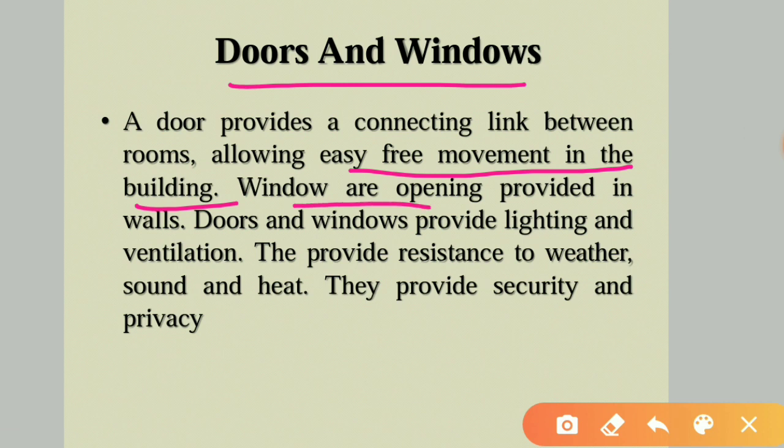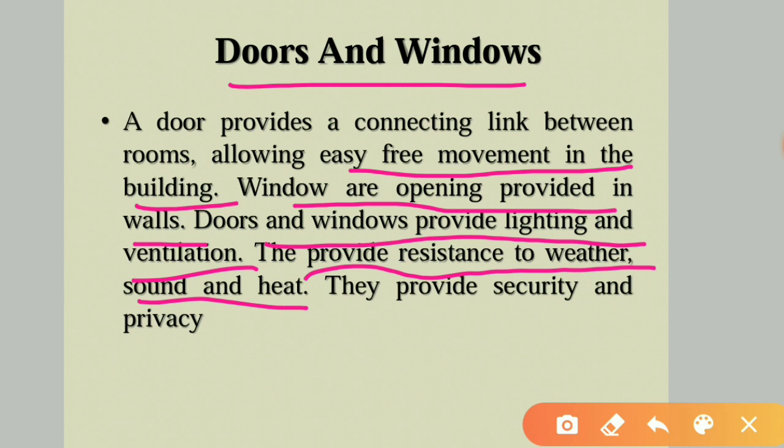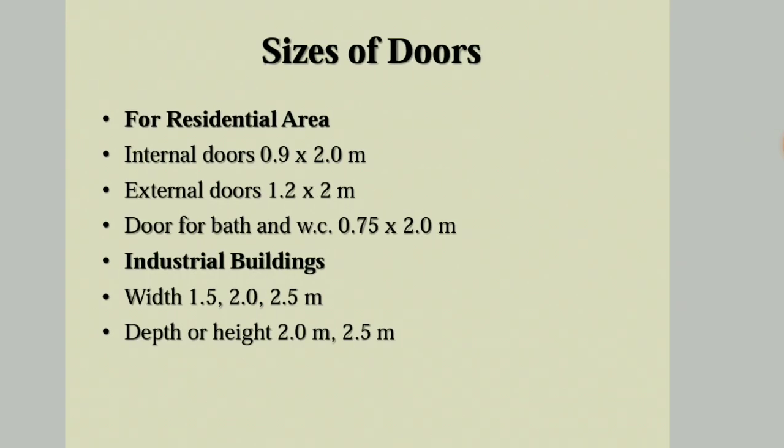Next, windows are openings provided in the walls for the purpose of providing ventilation and light. Doors and windows together will provide lighting and ventilation. Light is going to be provided into the building, and ventilation is going to be provided into the building. They provide resistance to weather, sound and heat. They provide security and privacy. So these are the uses of doors and windows.